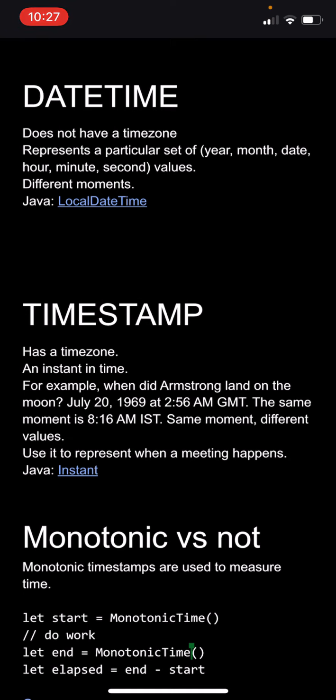But this would represent different times in different countries. The Japanese would celebrate it at a different time from India, right? They would celebrate it earlier than India. And London would celebrate it after India. It happens at different times, but the values are the same because it doesn't have a time zone.